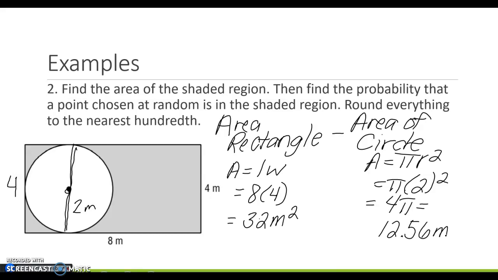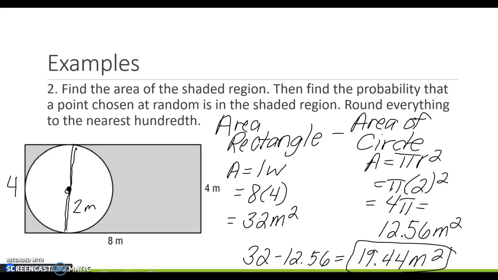12.56 square meters. So again, we're going to subtract this to get the shaded area. And so the area of the shaded part is 19.44 square meters. So that's my shaded area. I'm going to write that up here so that we can then calculate the geometric probability.